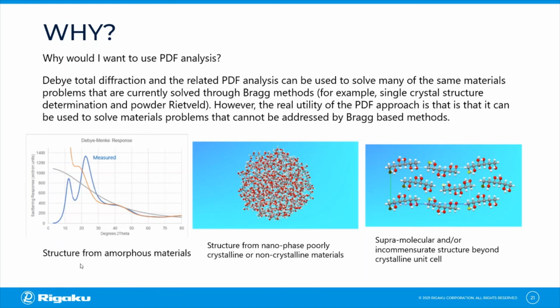By PDF analysis, we can determine the structure from amorphous materials. We can also get the structure from nanophase, polycrystalline or non-crystalline materials. And we can get supramolecular and or incommensurate structure beyond the unit cell.